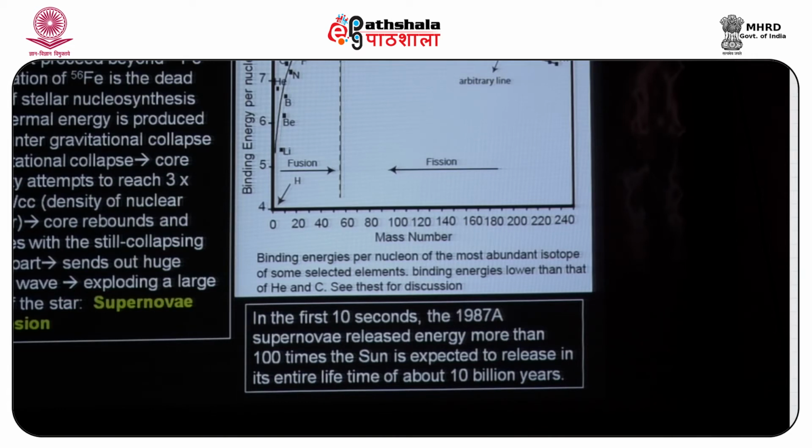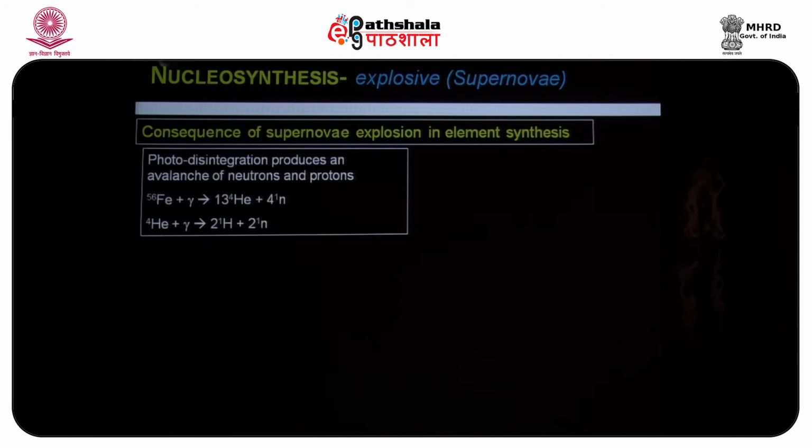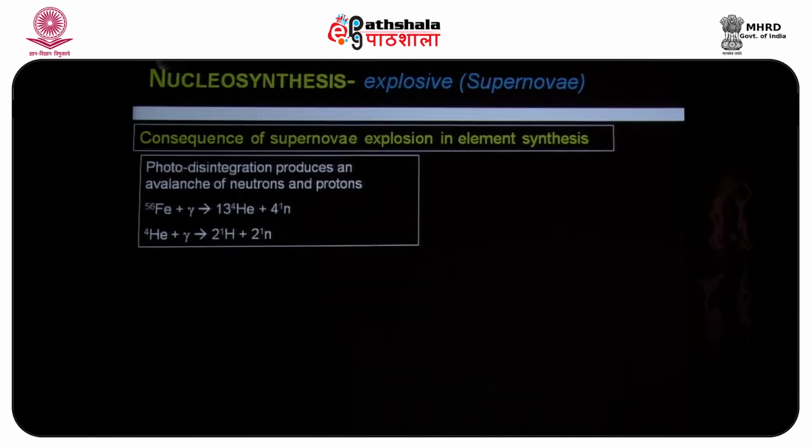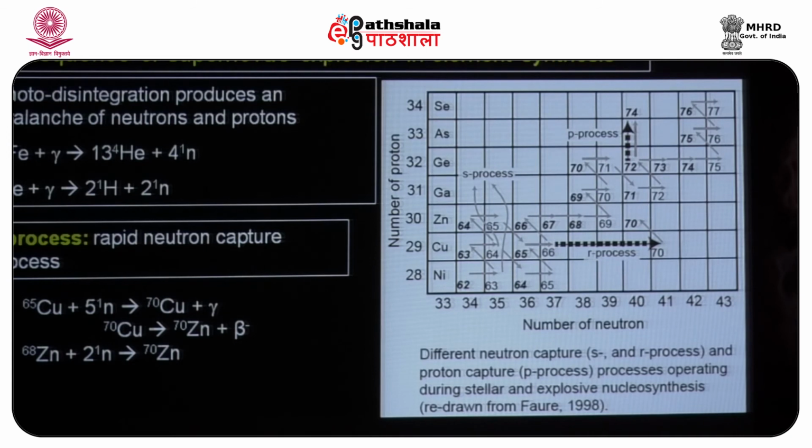Now, what is the consequence of this process? These processes produce a huge amount of neutrons and protons. For example, the shock energy can break the nucleus of iron-56, and in the process it can produce about 30 neutrons and about 26 protons. Now, this avalanche of neutrons initiates a nuclear reaction process which is known as the rapid neutron capture process.